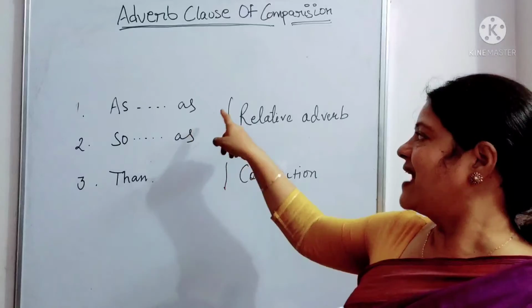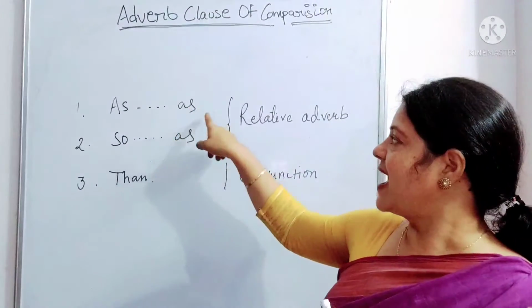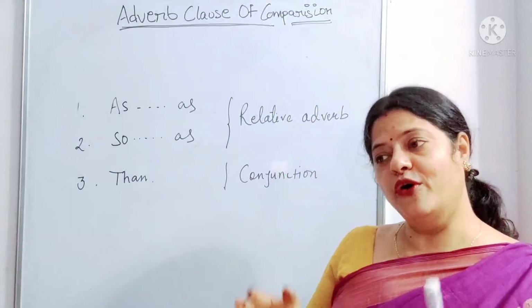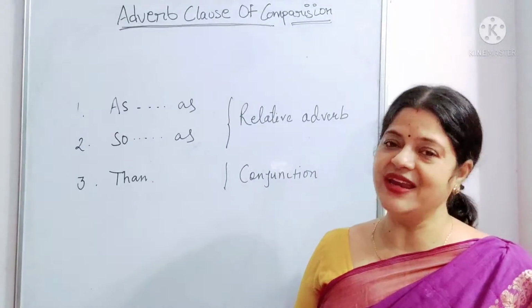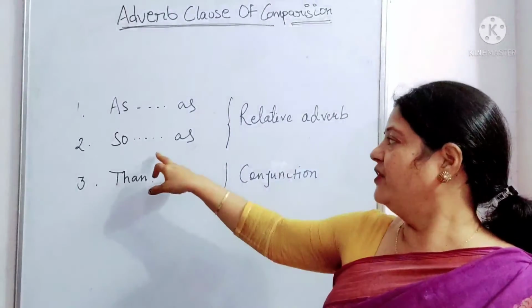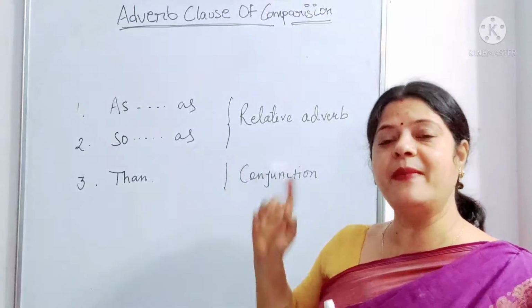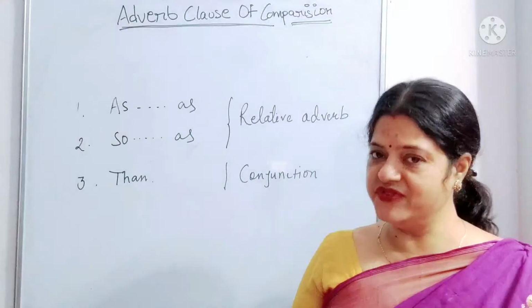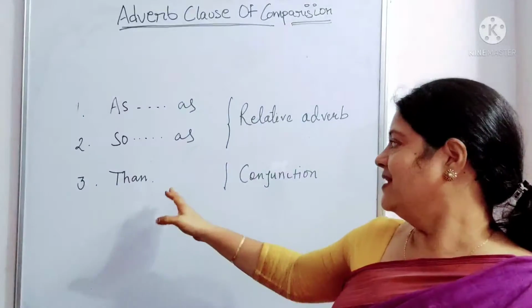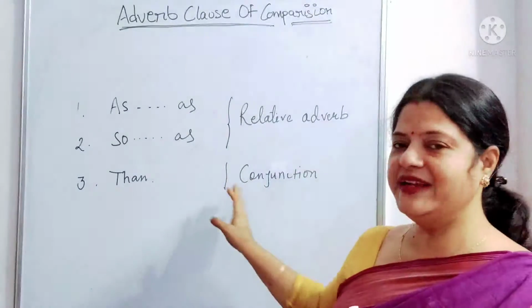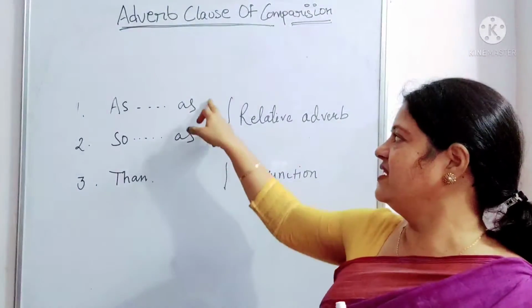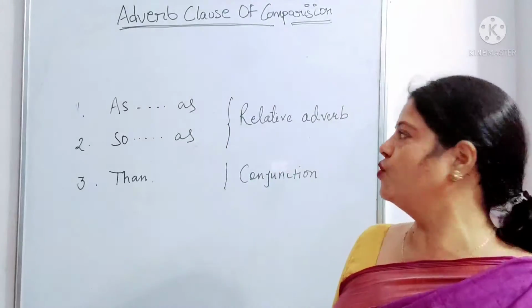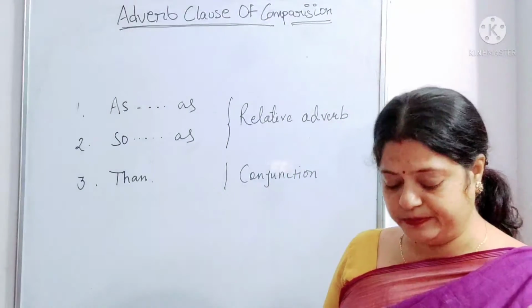Now as can be used for both affirmative and negative sentences. But if we talk about so as, remember that so as can be used only for negative sentences. Okay. And then we have than. We'll talk later about it. First let's see these as and so as relative adverbs.